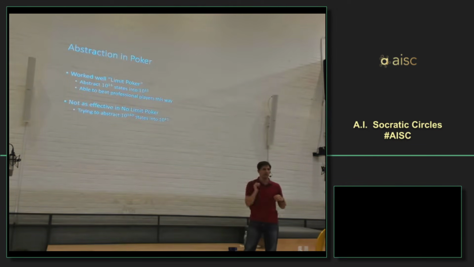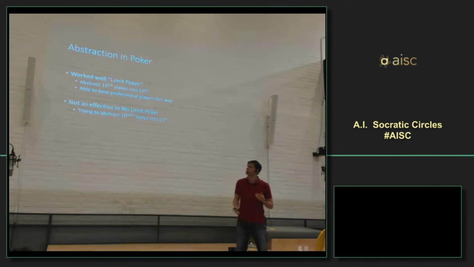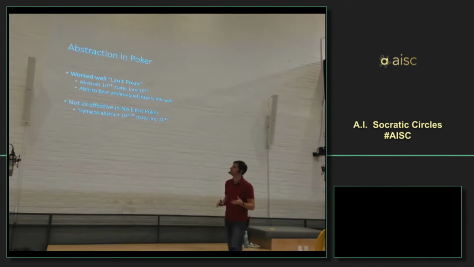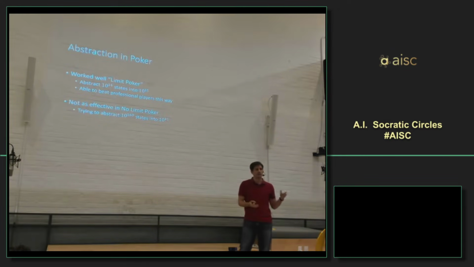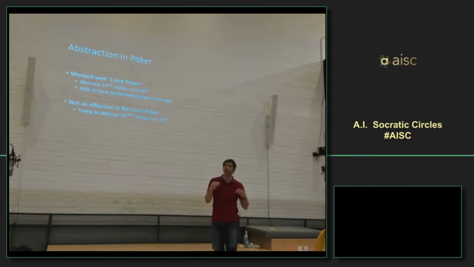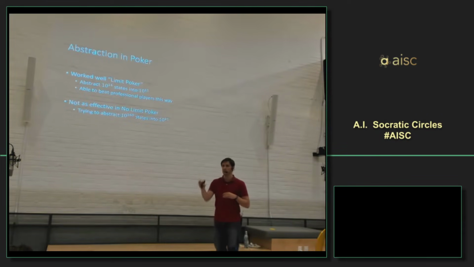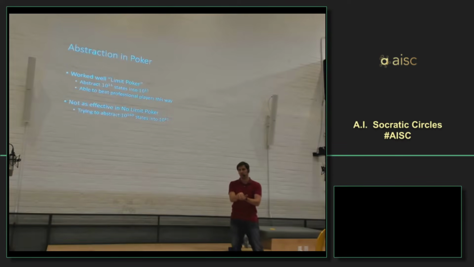So it worked really well in that limit version of poker that I mentioned. They were able to beat professionals that way in that limit game, which is in some sense the smallest game that humans play. Because they were able to abstract, that game had 10 to the 14 states, and they were able to push that down into 10 to the 11 states, and then that was small enough that they could solve it. In no-limit poker, though, you're going from 10 to the 160 decision points, states is not the right word here, and trying to push it down into 10 to the 11. So that's a huge loss of information.